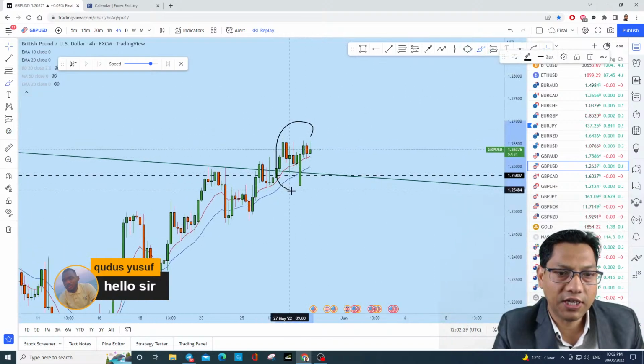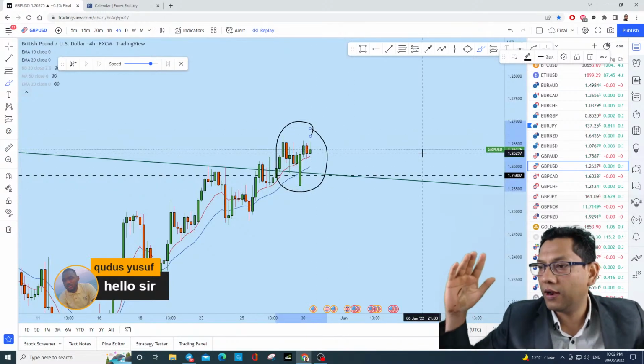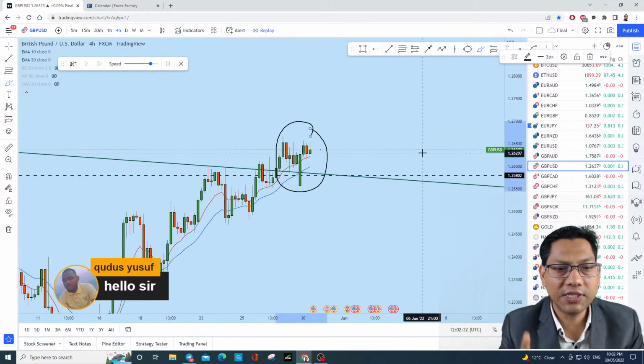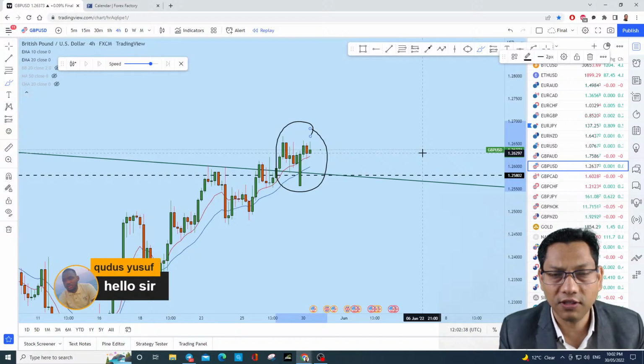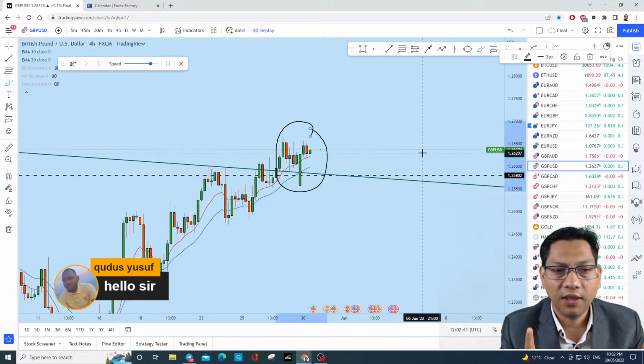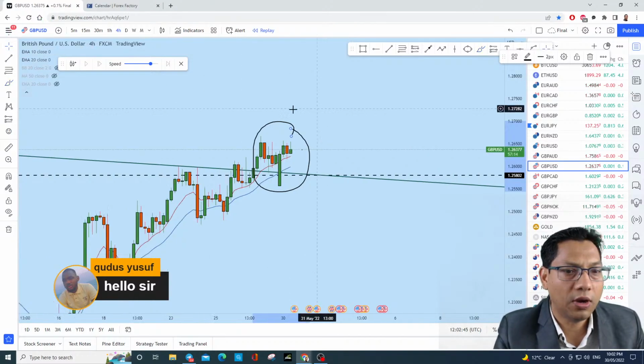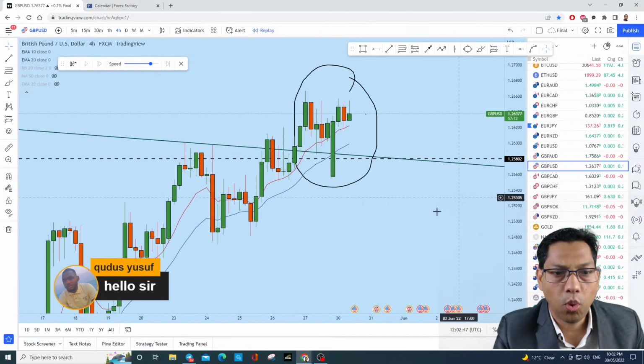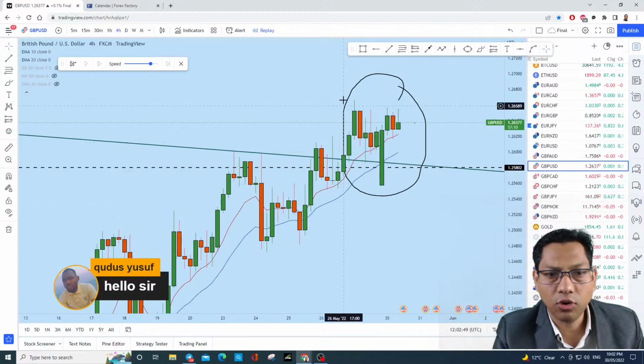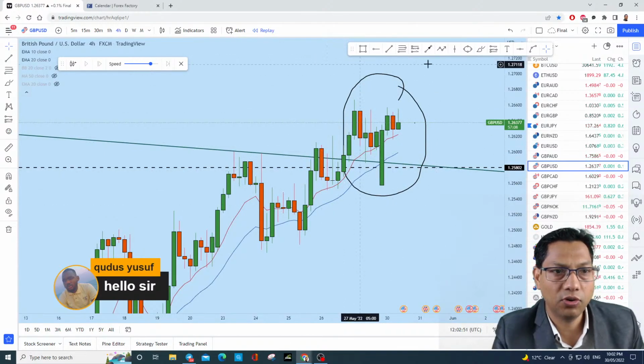Can anybody tell me what it is? I want to know. Write down in the chat section what GBPUSD is forming inside this circle. This is the 4 hour time frame. Anyone can tell me? Write down in the chat section. I will zoom it out. Tell me what GBPUSD is trying to do inside this circle. Let me draw this circle properly.